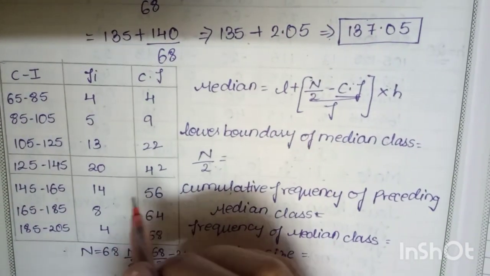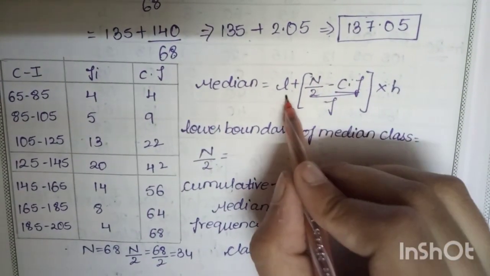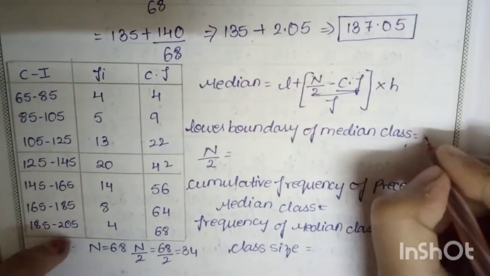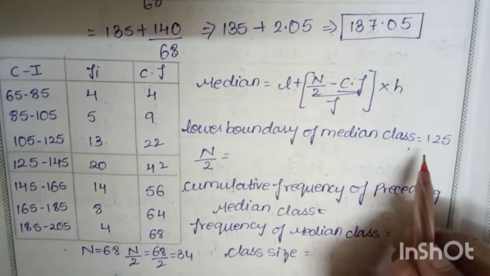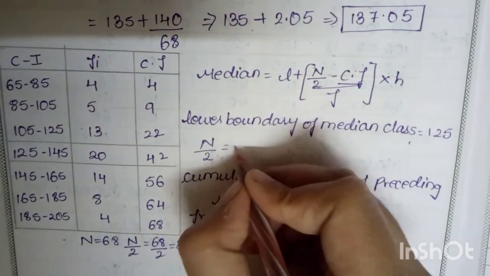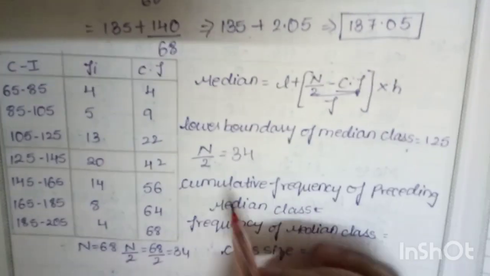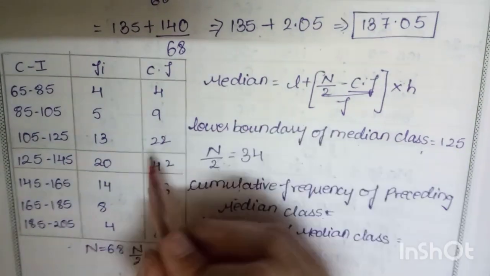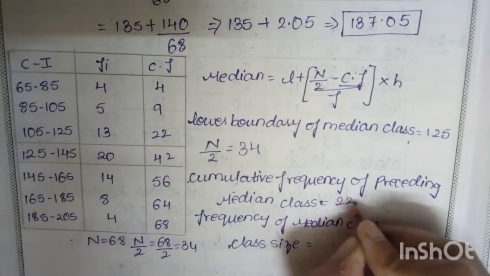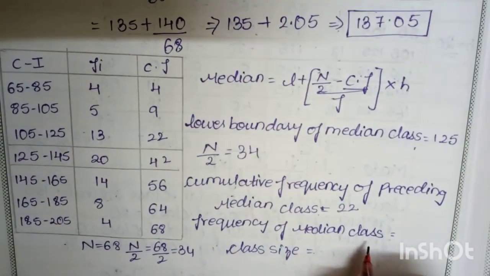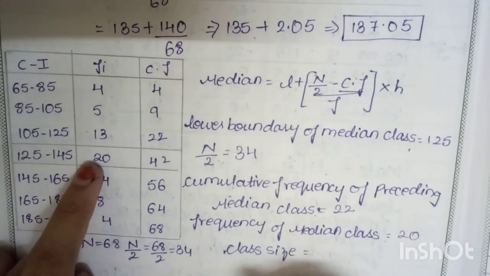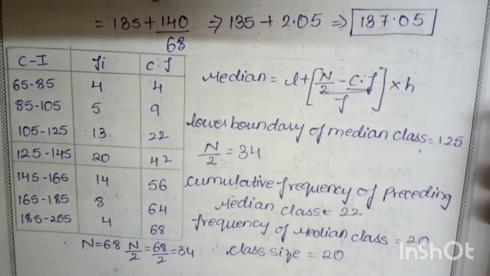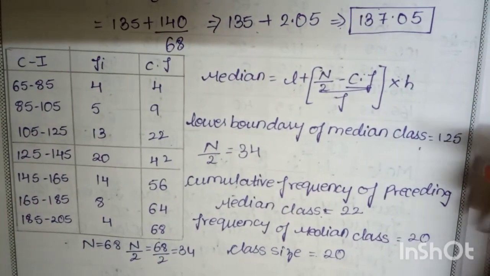From this, let us take the values of these terms. So L is the lower boundary of the median class. So lower boundary of the median class is 125. So L is equals to 125. Next n by 2 already we have found, that is 34. The next one is cumulative frequency of the preceding median class, which is 22. Frequency of the median class, it is 20. And class size is 20. Now we have to substitute all these values into the formula. Let us do it.